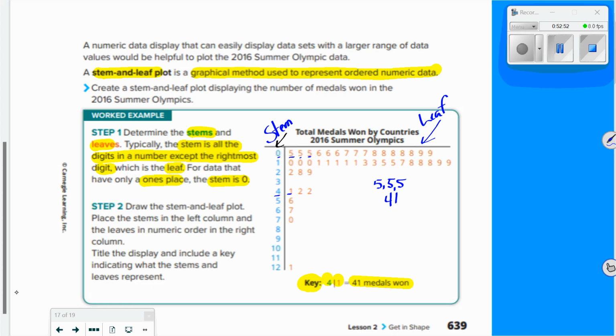Do you see how there's 3 0, 5s? 0 is my stem. So all these numbers have a 0 in front of it. 1 is my stem, so all those numbers have a 1 in front of it. So it's 10, 10, 10, 11, 11. Yeah. So 22. There you go. You're seeing it. 41, 22. Yeah. So the largest number of medals won was 121.